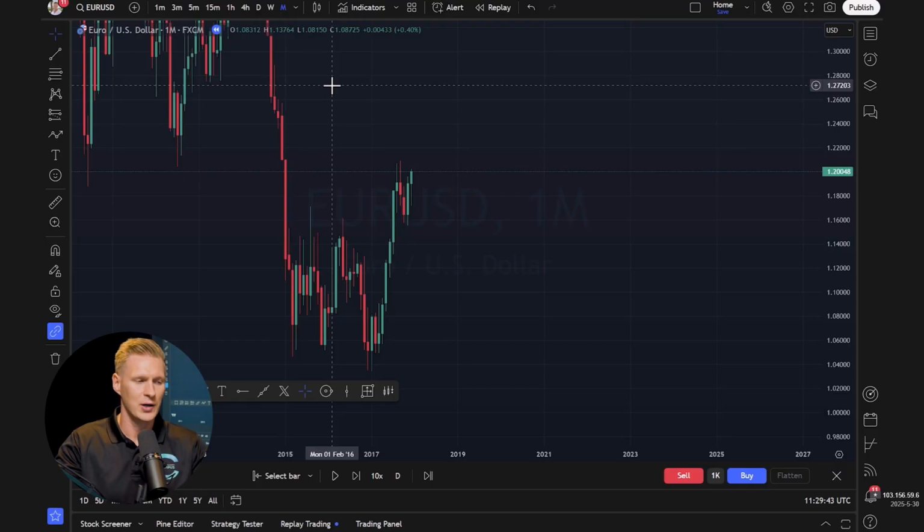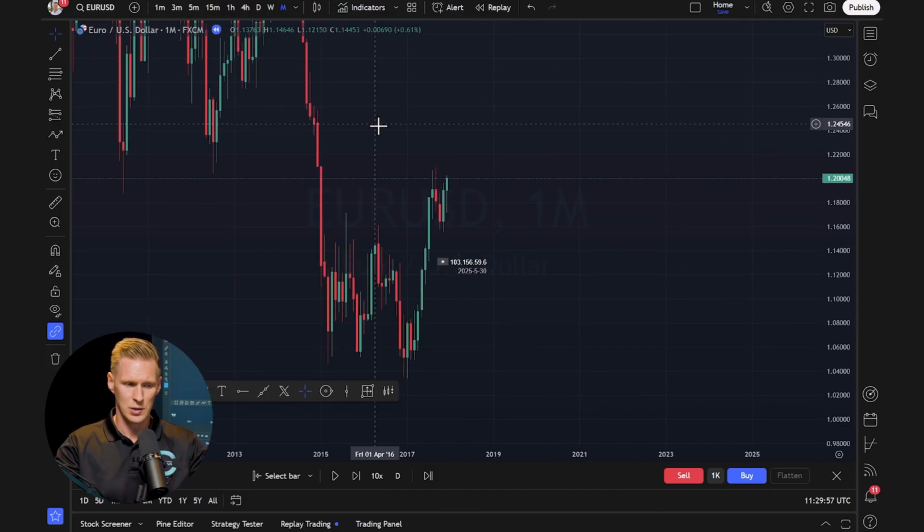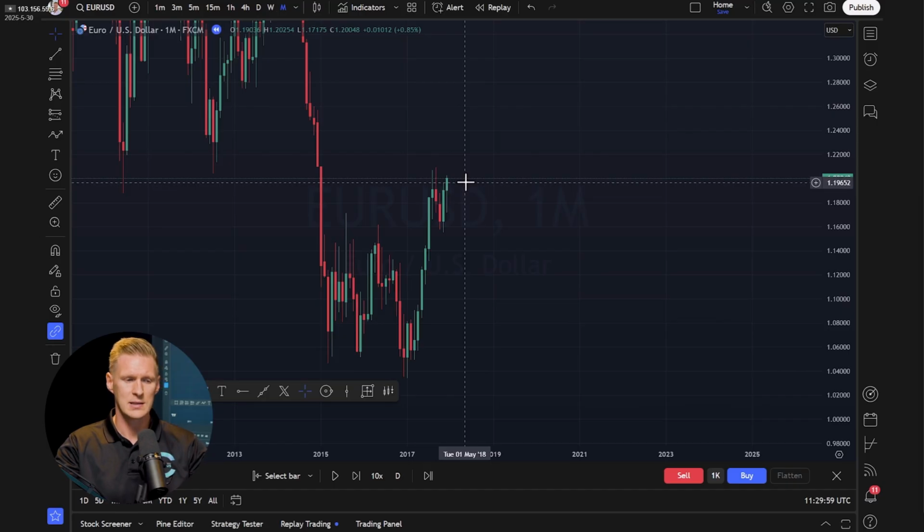Here guys, I opened the Euro US dollar on the monthly time frame. The monthly time frame is the highest time frame and also the most important time frame, most powerful time frame. Location. We have to check where's the current price located, right? And for that, first step is to identify the first supply zone.